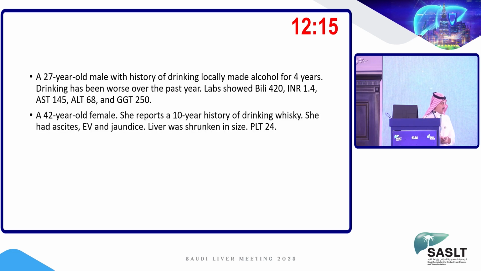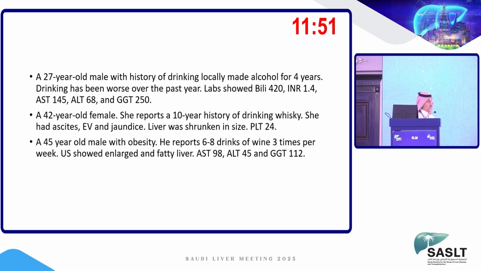The second patient, this is a 42-year-old female. She had a 10-year history of drinking whiskey, but she was decompensated when she came to the clinic. So she had ascites, endoscopy showed large varices, and she was jaundiced. And it's very important to look at the liver size. On imaging, her liver was very small and shrunken, and she had very significant thrombocytopenia that we thought was related to portal hypertension and alcohol.